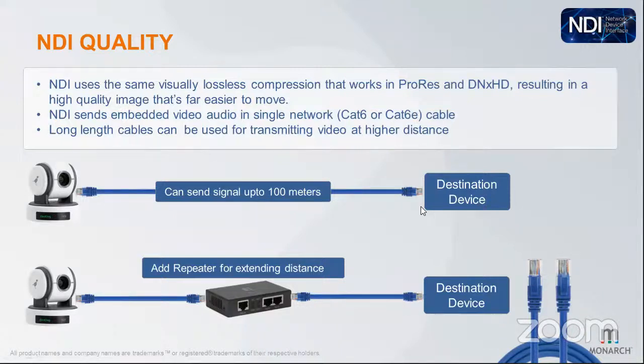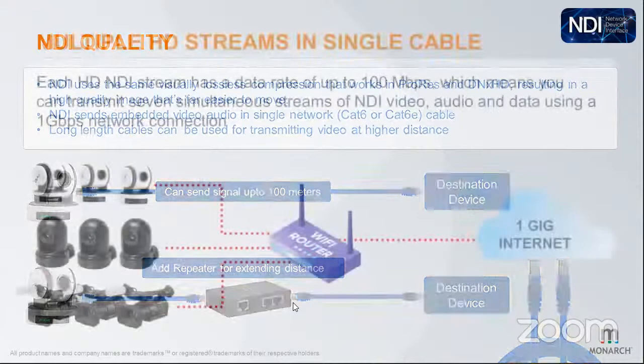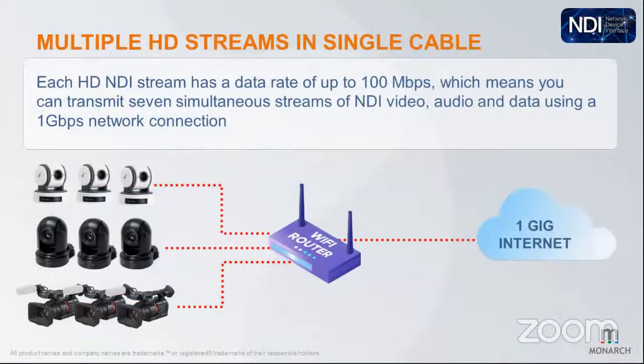If you want to extend it further, you can opt for an additional repeater in between to increase your distance. Or you can have fiber optic converters, which convert your NDI signal to fiber optic, and it can be sent over kilometers. There is no quality loss since it's a digital signal sent through the network. There is no quality loss, but there will be a little bit of delay. We will talk about the delay later.